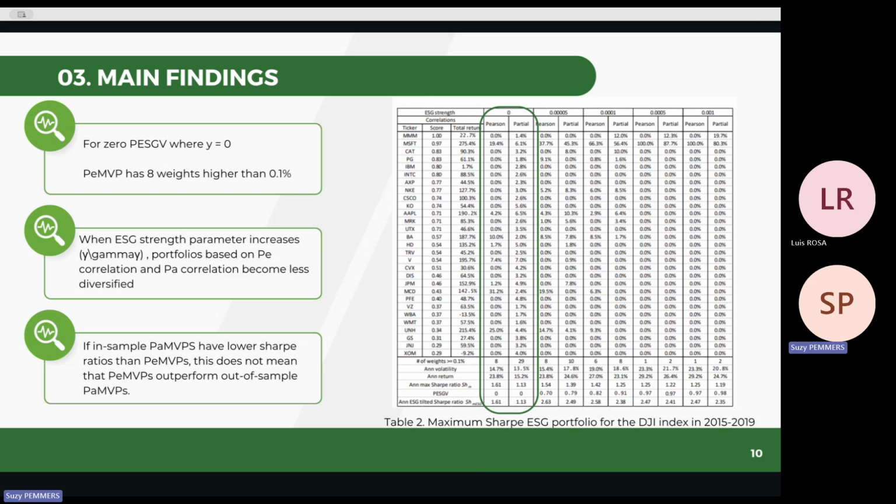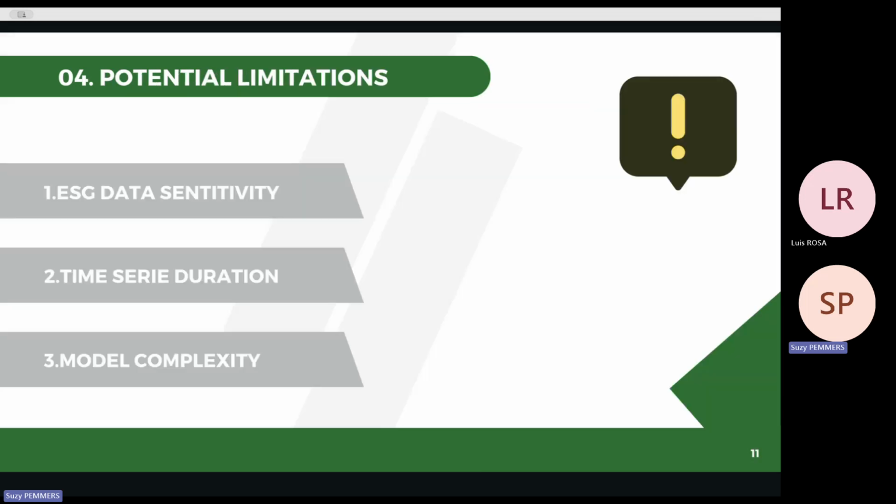Also, we have seen that PA MVPs are more robust and stable over time, particularly outside bear markets, making them a better choice for sustainable portfolio optimization. So now I can give the floor to Suzy, who will explain the potential limitations.